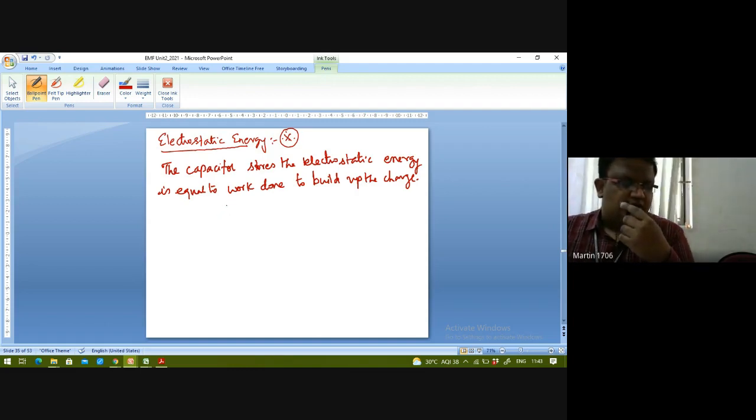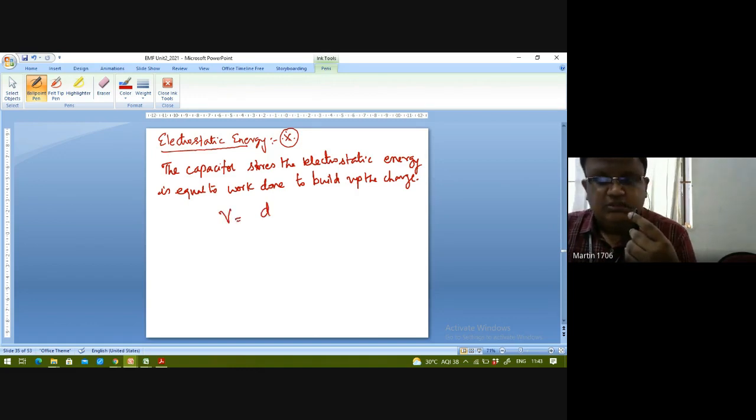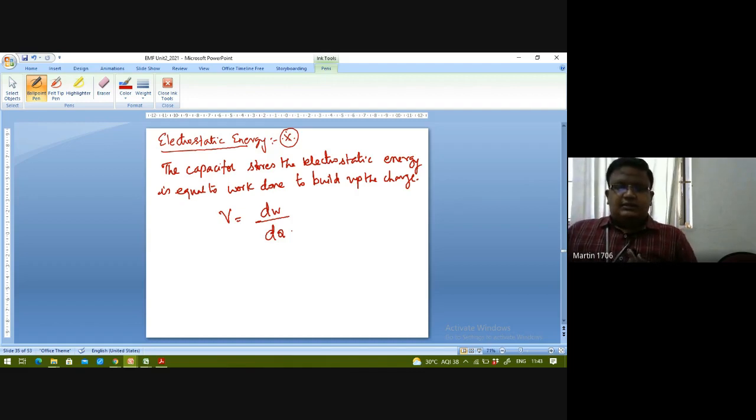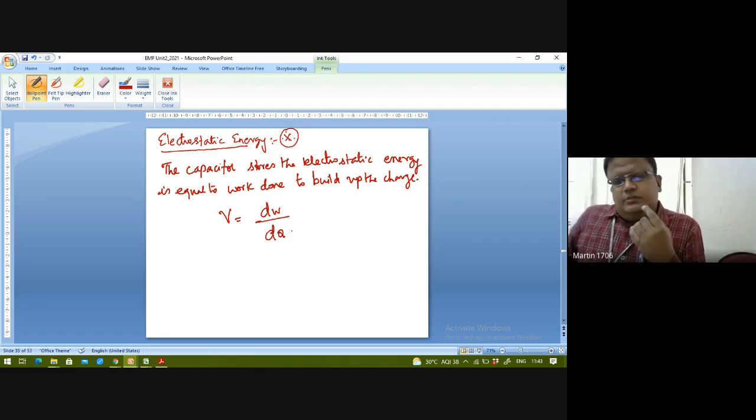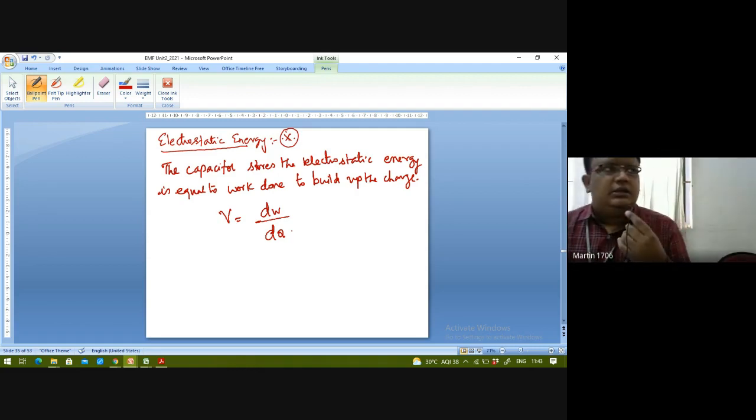So the potential V is equal to dW divided by dQ. Normally, as per the definition equation, we give work done per unit charge to build up the charge, and this is equal to the potential. But how will you relate the capacitance?